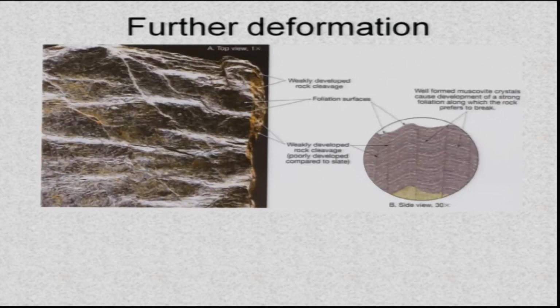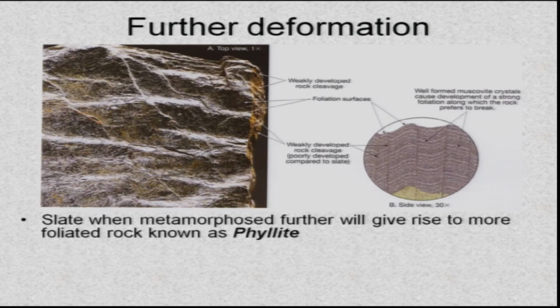Then if you take further deformation of slate, what will happen? It will result in further deformation, and we see more weak zones, and then you can see the wavy structure here. This is typical of what we call phyllites. So when slates metamorphose further, they will give rise to more foliated rocks known as phyllites.